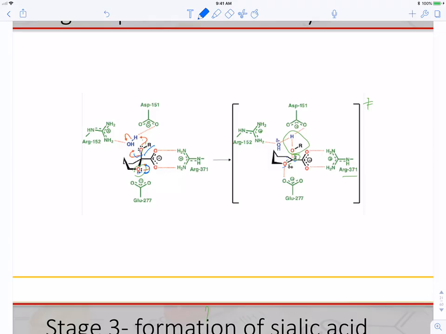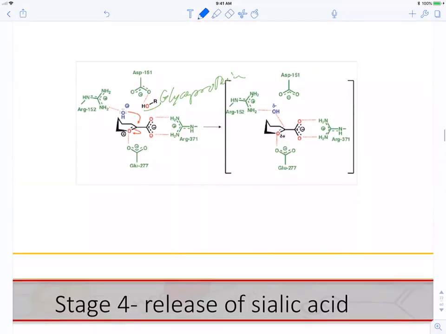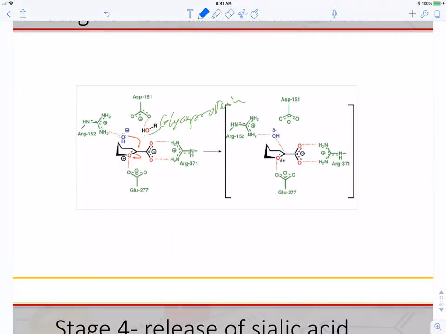And here is another view of the transition state, where this bond is now planarized, this area here. And again, as the new bond forms, the new carbon-oxygen bond forms, there is a carbon-oxygen bond that breaks here, releasing the glycoprotein. So in the next step, we have the free glycoprotein here, released out, and again, still stabilized by interactions within the active site of the enzyme.